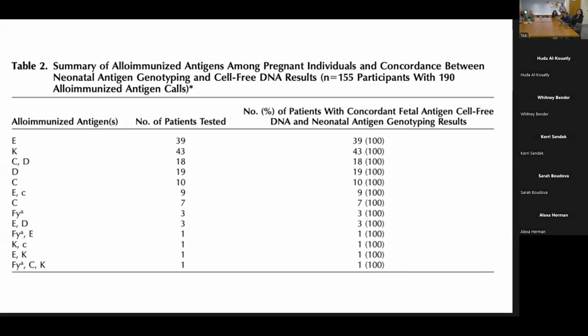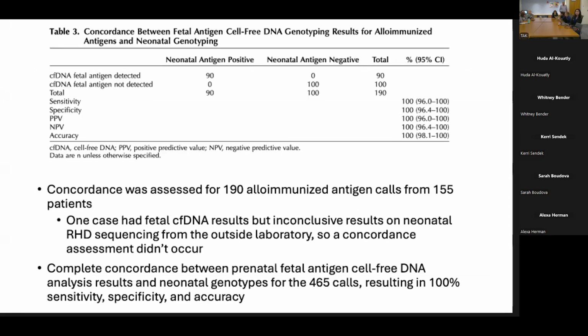Overall, there were 91 fetal antigen results that were reported, and they essentially found that there was concordance for 190 fetal antigens to which the patients were alloimmunized. So basically they were looking at all of these. The one that we're talking about is D. And concordance was assessed for these 190 alloimmunized antigen calls from these 155 patients. If you'll remember, there were initially 156 patients. So there was one case that had fetal cell-free DNA results, but was inconclusive on neonatal RhD sequencing from the outside lab. So they simply didn't do a concordance assessment.